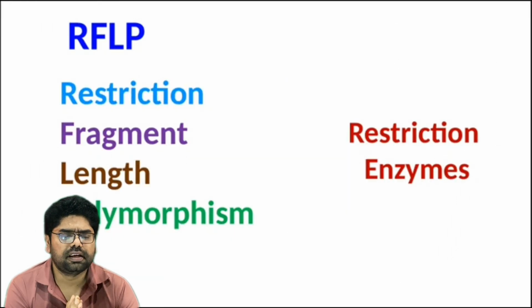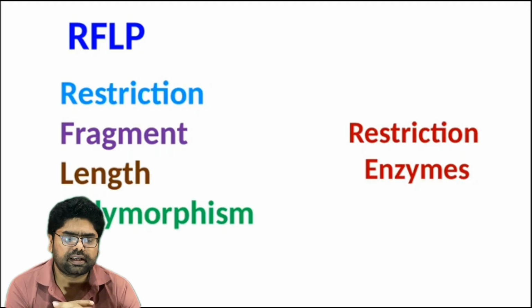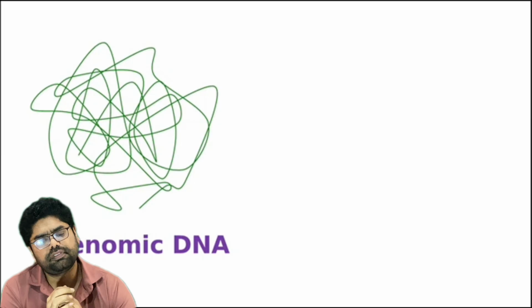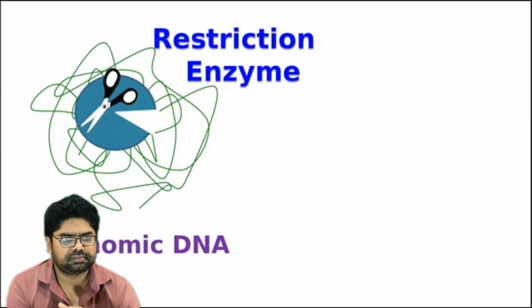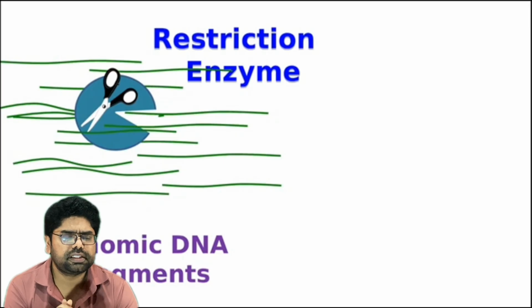Now, what is RFLP? RFLP is a difference in homologous DNA sequences that can be detected by the presence of different fragment lengths after digestion of the DNA samples. The method of DNA analysis by RFLP involves the following steps.